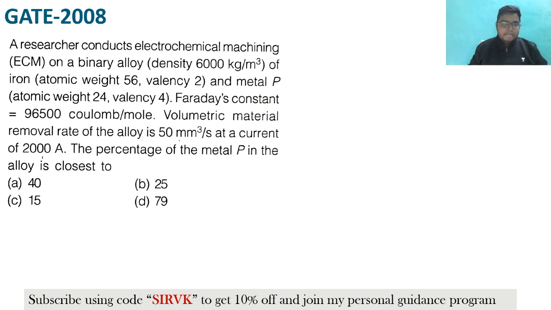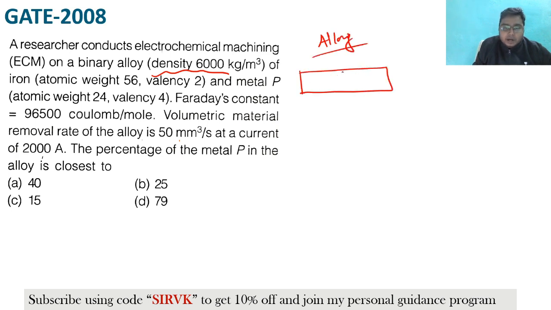Now see here, let's see this question. GATE 2008 problem is there. A researcher conducts electrochemical machining processes, in this the density is given as 6000 kg per meter cube of iron whose atomic weight is given as 56. Fine, and valence is 2. And there is another metal P. Fine. So what is the meaning? So there is an alloy. This alloy is made of two parts, that is the iron and the another metal, that is P.